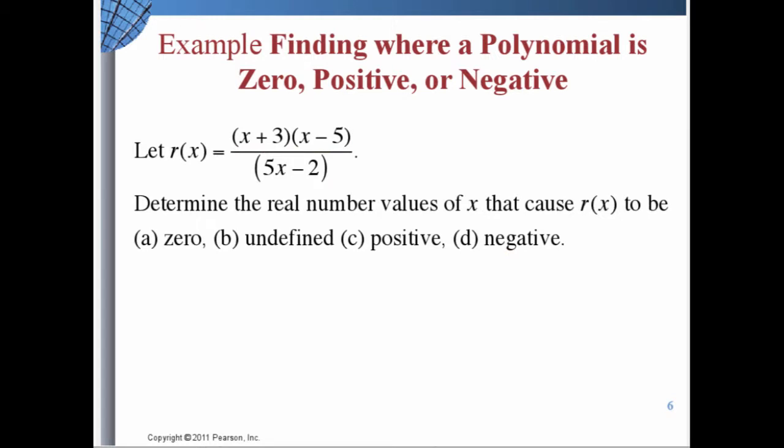Alright, so let r of x equal this rational function here. We want to determine the real number values of x that cause r of x to be 0, undefined, positive, negative. Okay, so we'll add the undefined nature here because we do have a rational function.